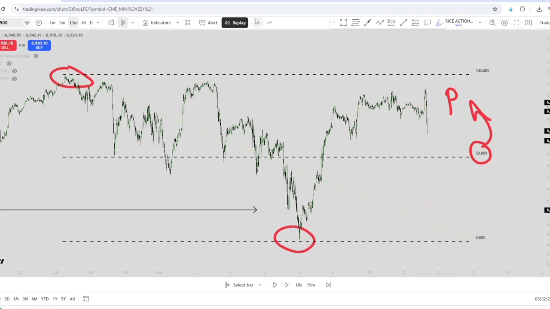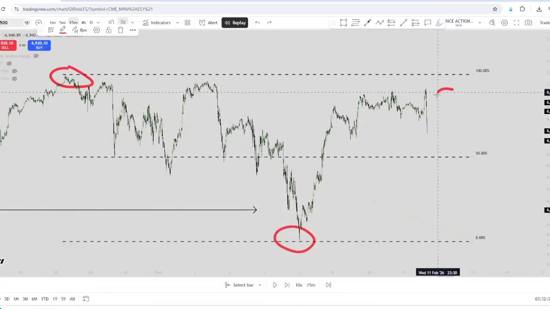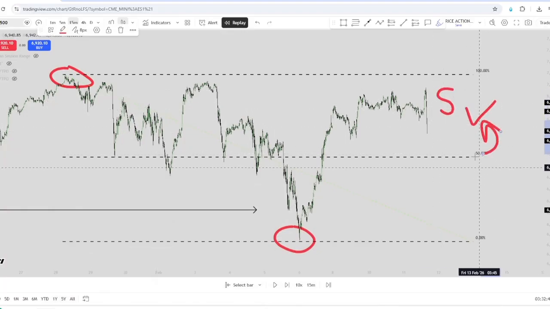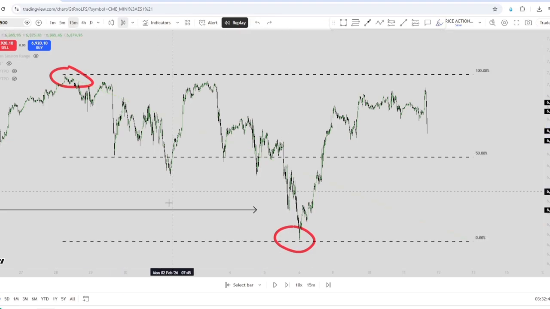And so when it comes to choosing our key levels, it's important to understand, as my flowchart says over here, is price in a premium for the structural dealing range? So the short was here. So yes, we were above the 50%. We were in a premium, right? Because we were above that 50%.